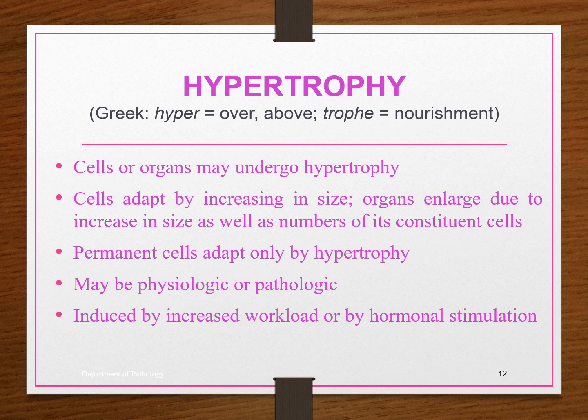Now we will discuss hypertrophy. Hyper means over and above, as I said earlier, and trophy means nourishment. Cells or the organs may undergo hypertrophy. Cells adapt by increasing the size. Organs enlarge due to increase in the size as well as the number of its constituent cells. Permanent cells adapt only by hypertrophy. This hypertrophy may be physiologic or pathologic, and it is induced by increased workload or by hormonal stimulation.